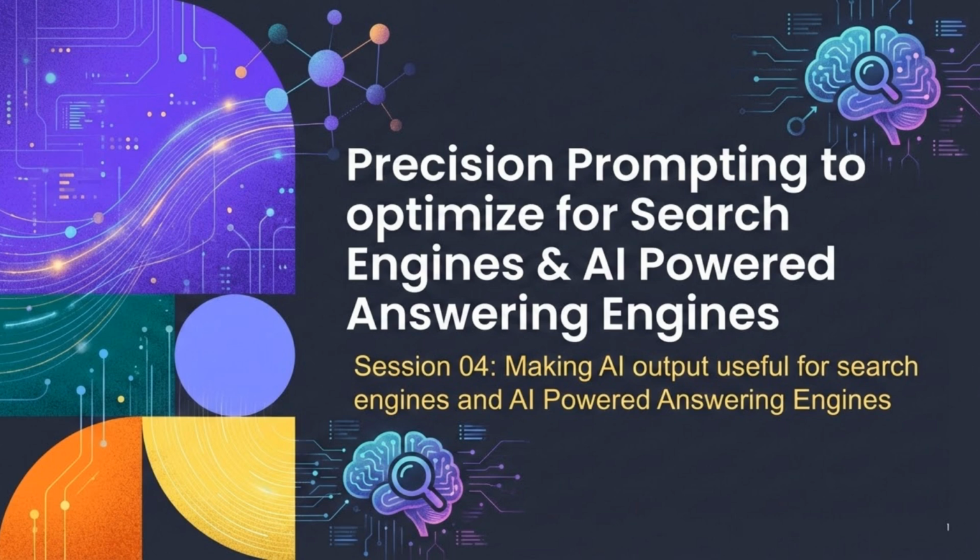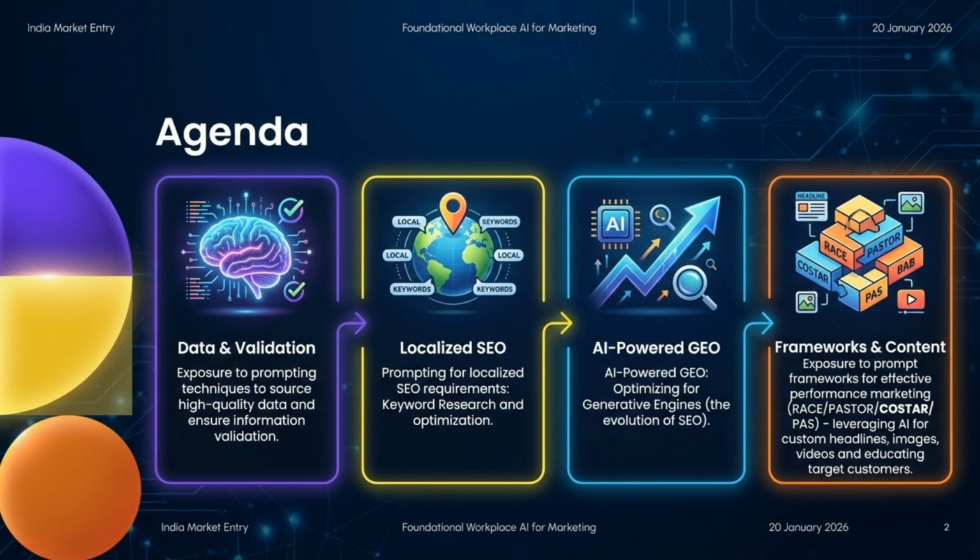Welcome to Session 4, focusing on precision prompting to optimize for search engines and AI-powered answering engines. Our goal is to make AI output useful for these modern search environments. The agenda covers 4 key areas: data and validation, localized SEO, AI-powered GEO for generative engines, and utilizing frameworks like RACE and COSTAR for performance marketing.